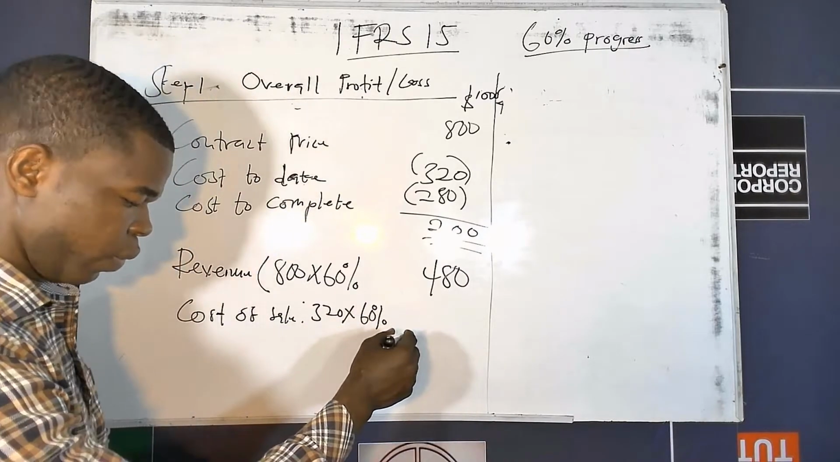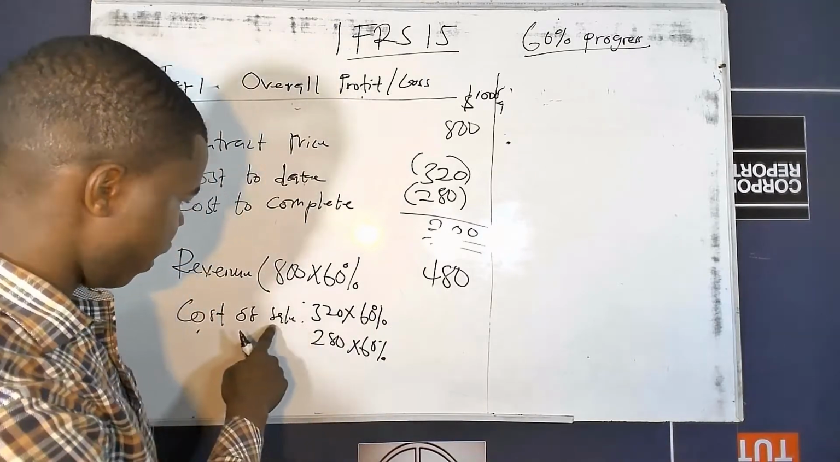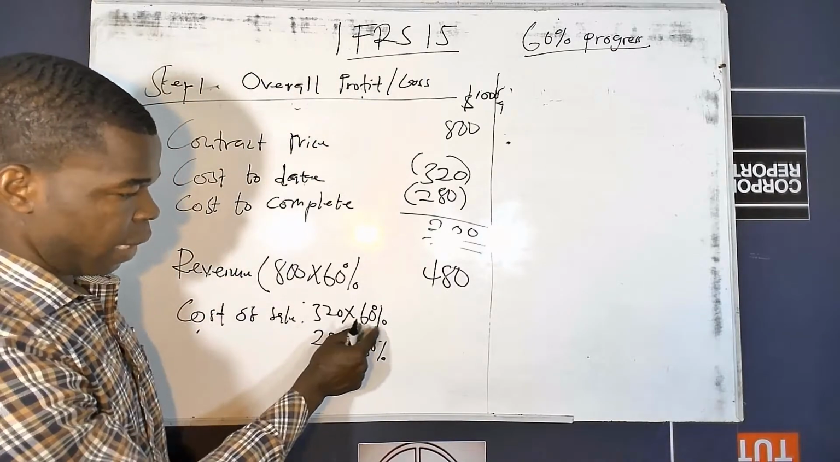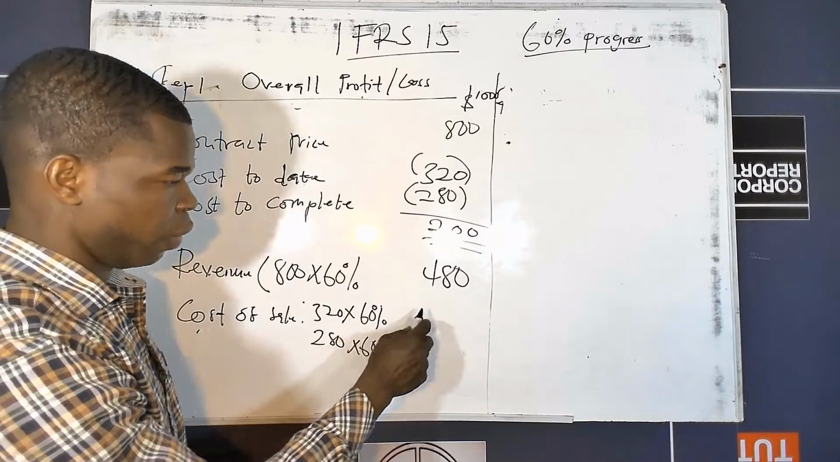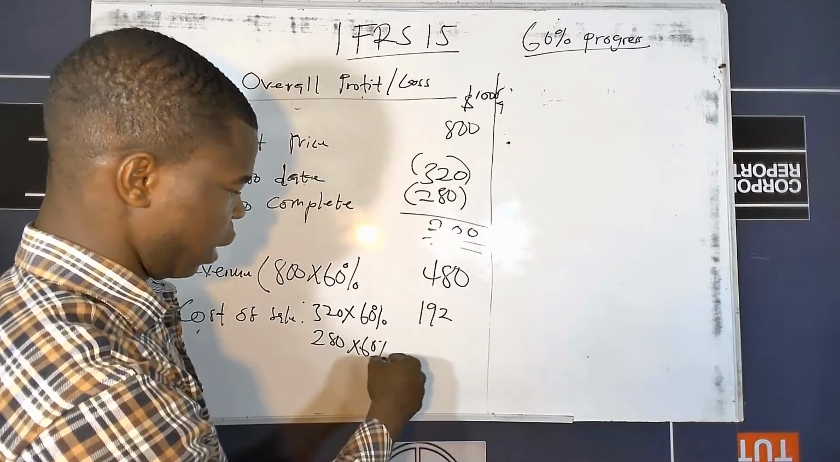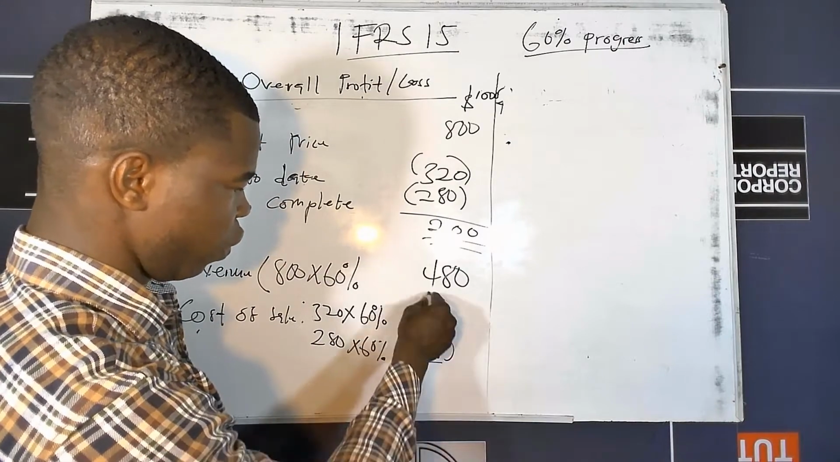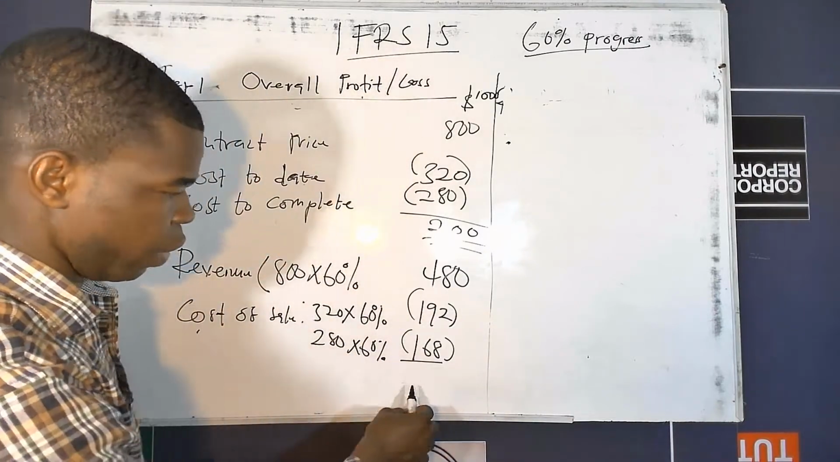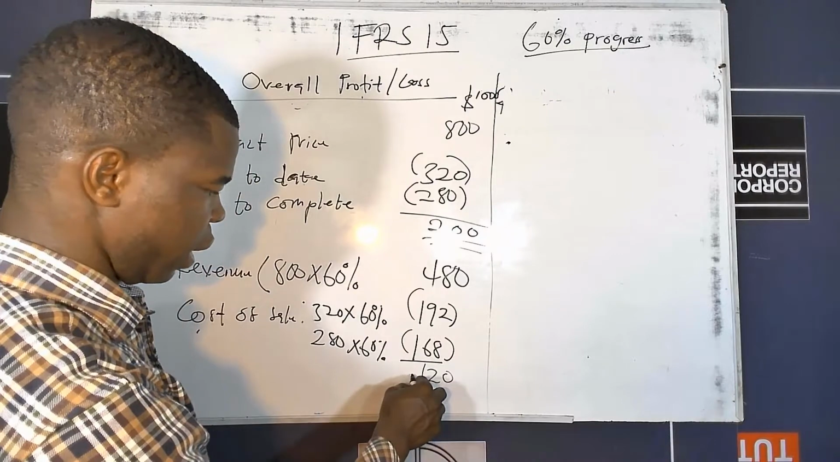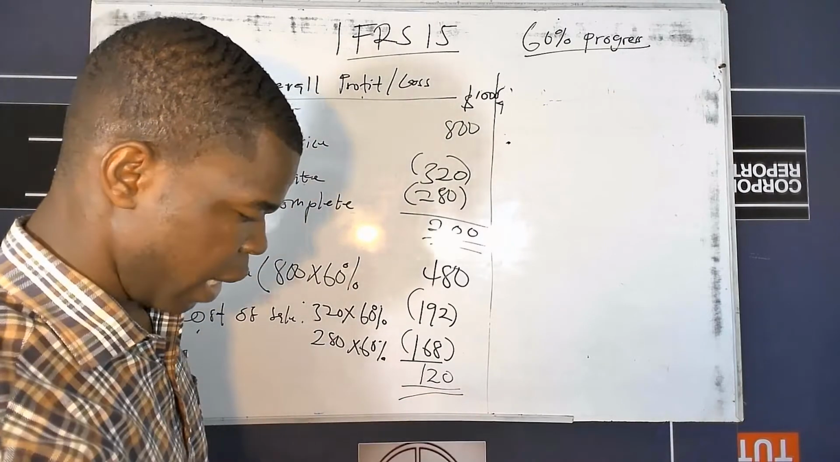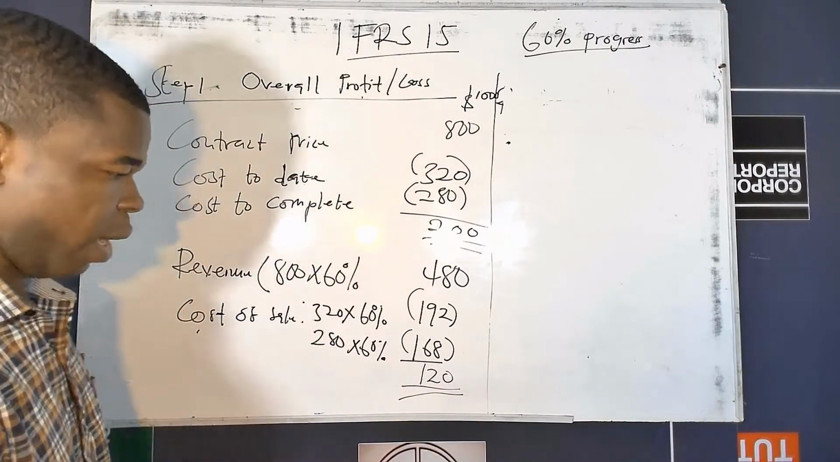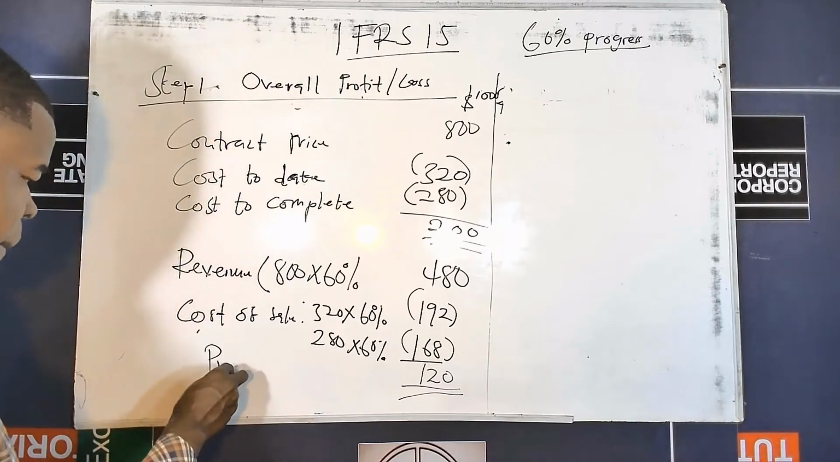If you multiply the cost to date by the percentage progress, you are going to get 192, and here you are going to get 168. So these two, we add these two, and we are going to get $120. And this $120 is basically our profit over here.